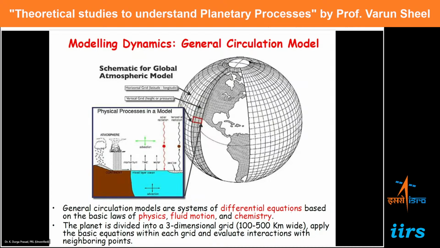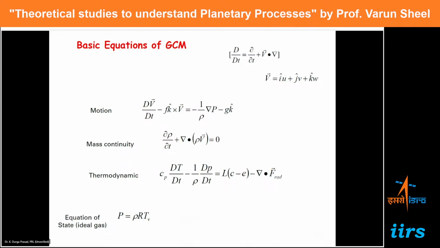This is how one can solve the general circulation model and try to understand the atmospheric phenomena or dynamics which are happening. In this way, using a general circulation model, you can have the temporal and spatial variability of the atmosphere for any planetary body. So what are the basic equations of a general circulation model? Basically, these are the basic equations. You have an equation of motion, you have a mass continuity equation, then you have a thermodynamic equation, then you have an ideal gas equation. You have to solve all these equations combinedly for each grid.